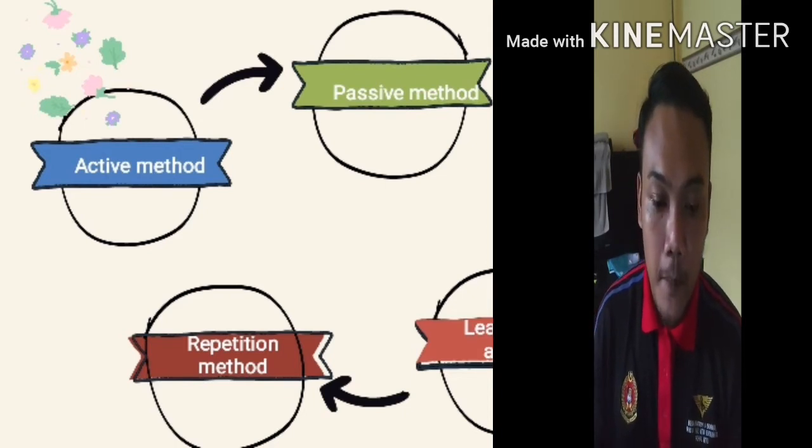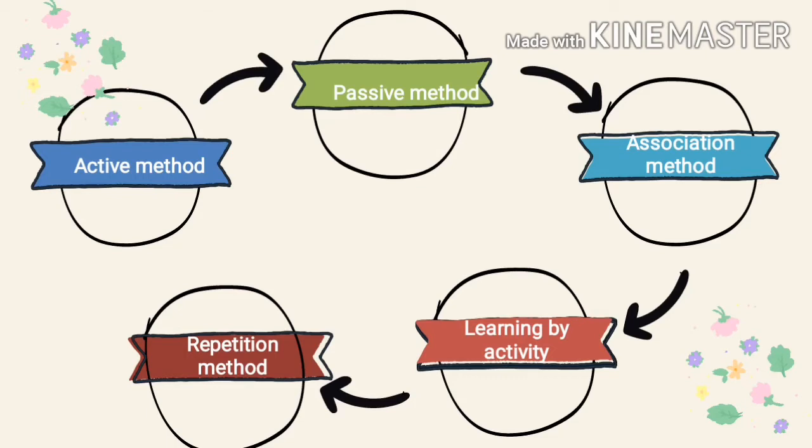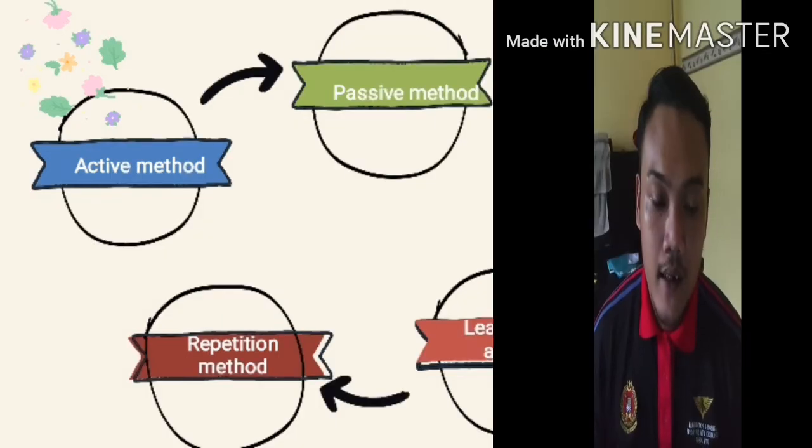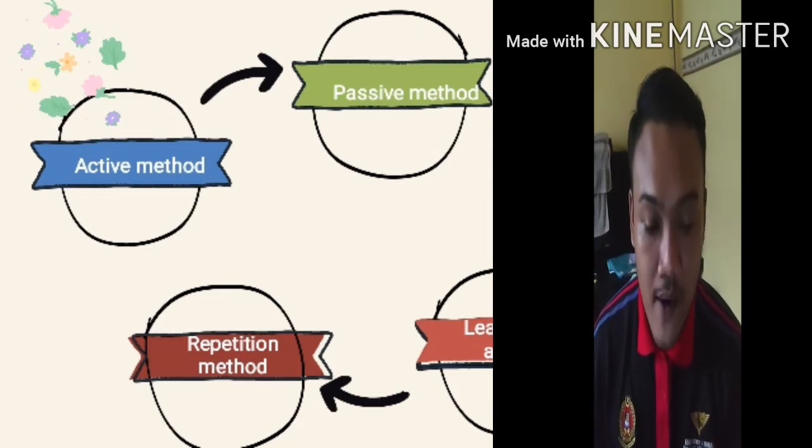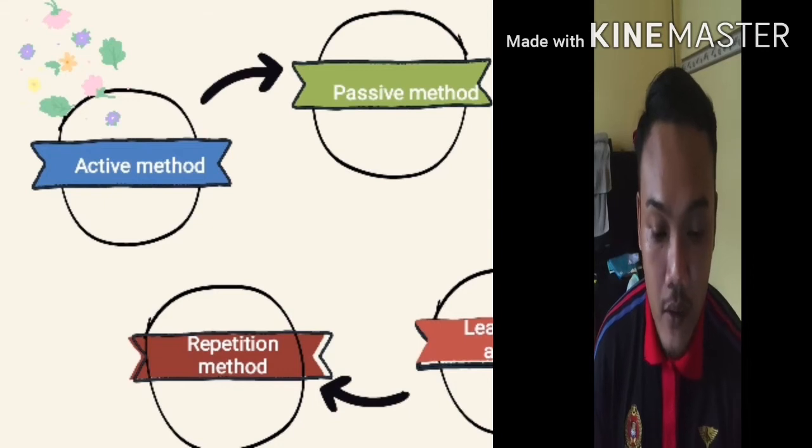And then the passive method. Under this method, the subject matter is learned silently. For the passive method, we learn, but we learn silently. Meaning we observe, we still keep learning it. So that we can understand more easily the subject that we want to learn.